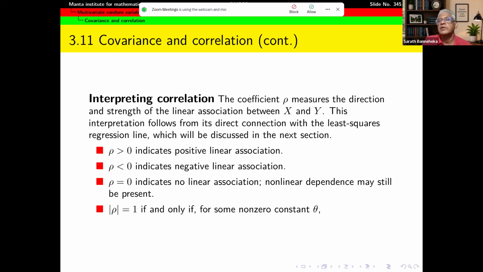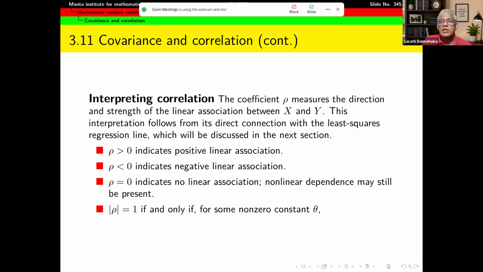There can be a perfect non-linear association, yet rho can be 0. Right? So rho equal to 0 implies there is no linear association. There is no correlation. They are uncorrelated.